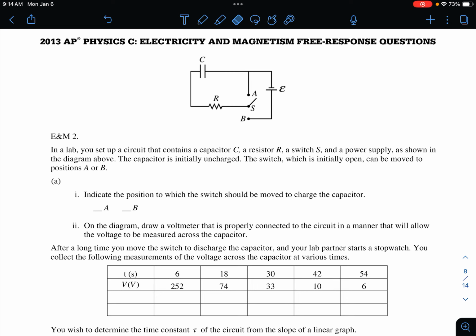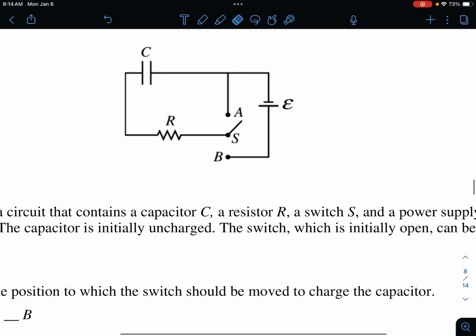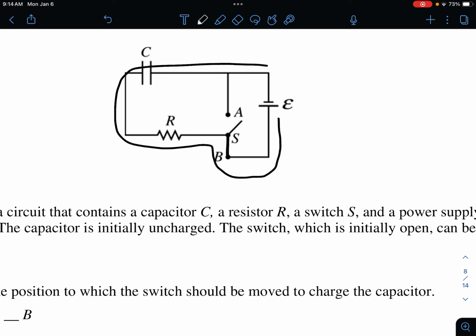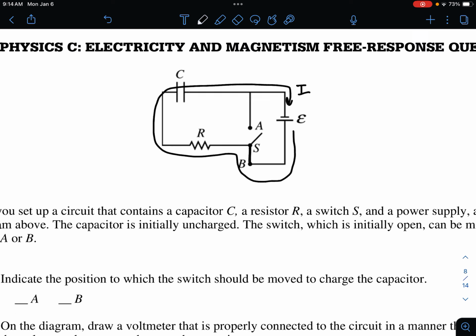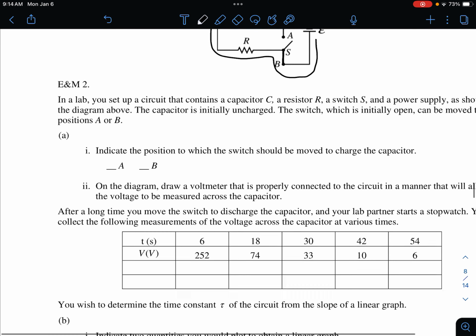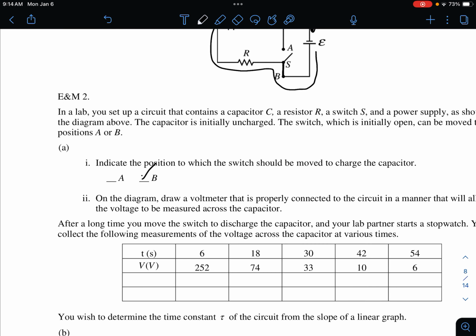Indicate the position to which the switch should be moved to charge the capacitor. Hopefully this is kind of a, well, duh kind of thing. If it was at A, there's no current at all because this capacitor is not charged. So you get this kind of loop, but there's no current flowing through it. In order to get current to charge this capacitor, you have to flip it to B. So it would be B.